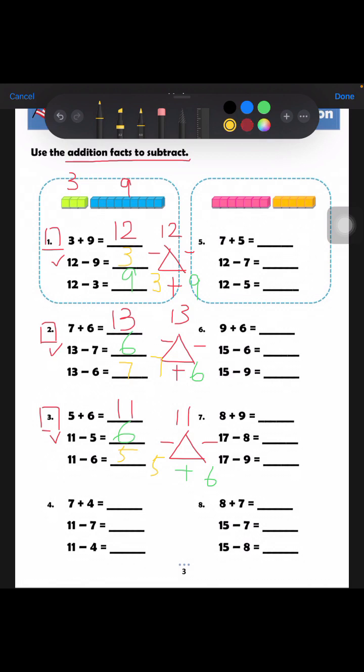And then please take a look at question 4. So we need to find 7 plus 4. Let's draw the fact family. Okay, 7 plus 4, what is the answer?